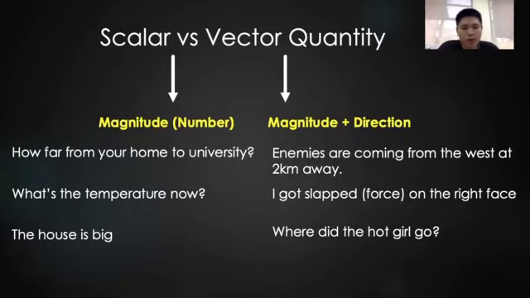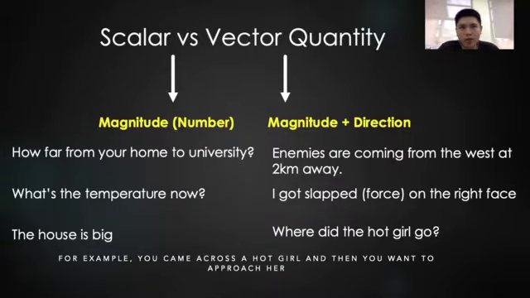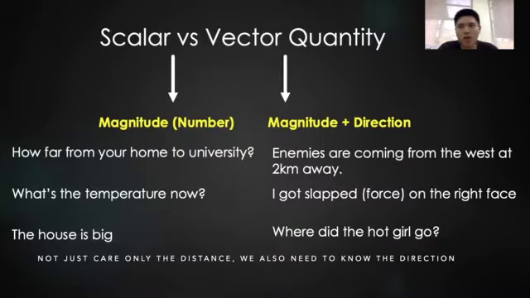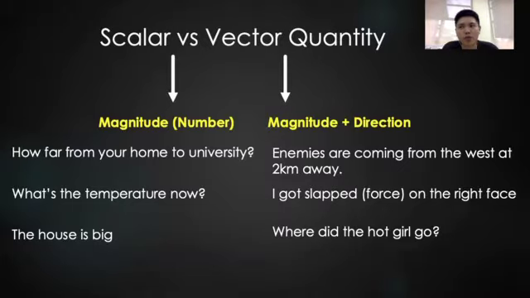Where did the hot girl go? For example, you came across a hot girl and you want to approach her. So you ask a friend, oh, where did she go? You not only care about the distance, you also need to know the direction in order for you to approach her.